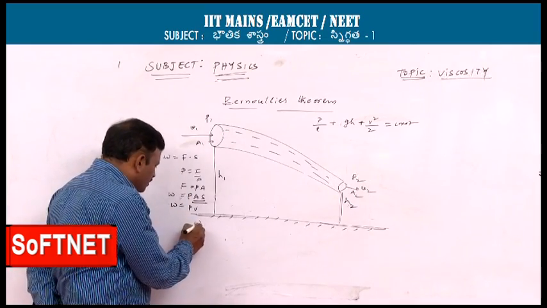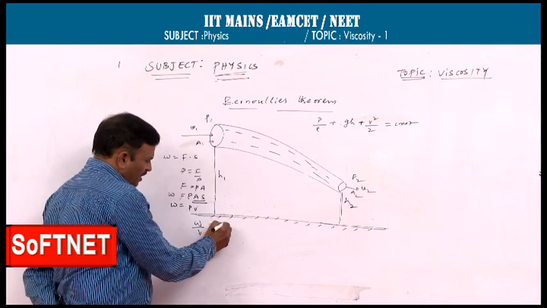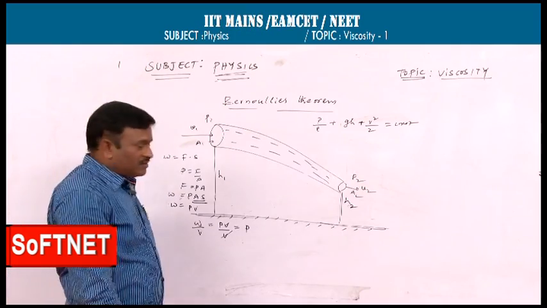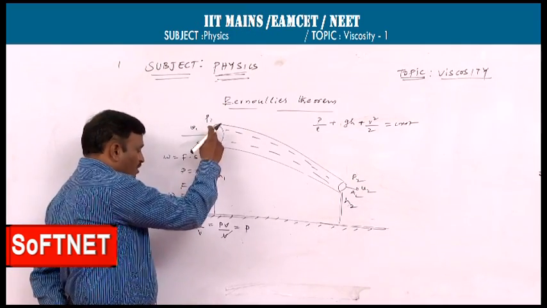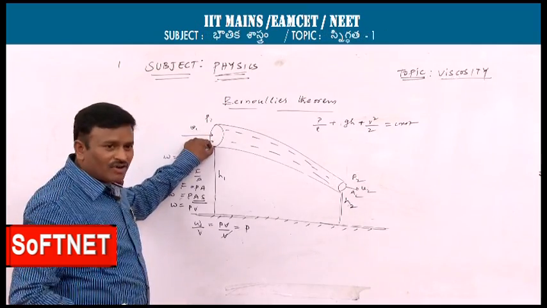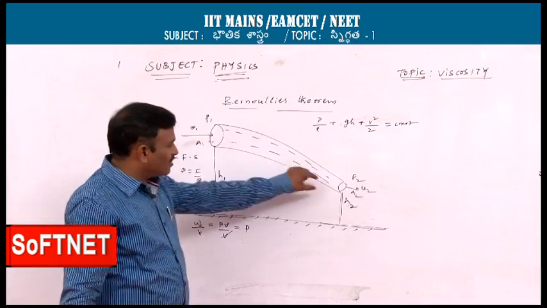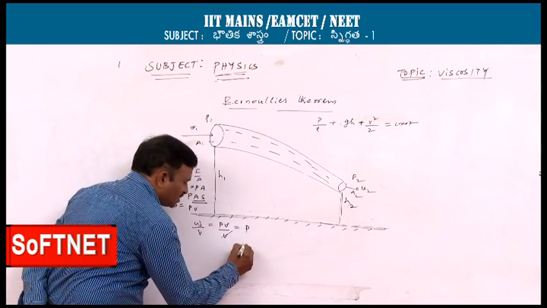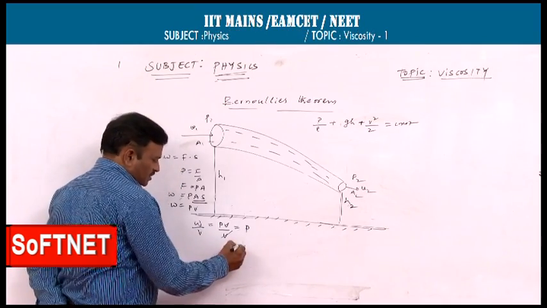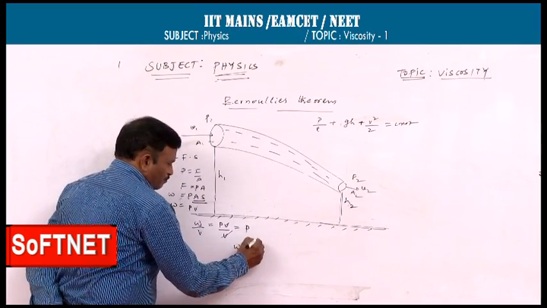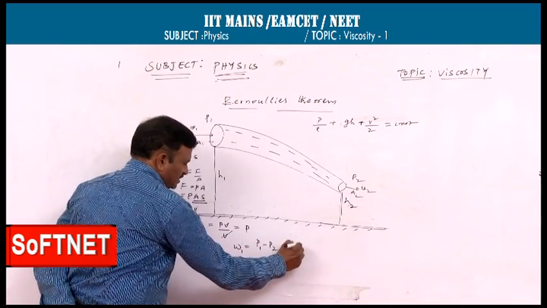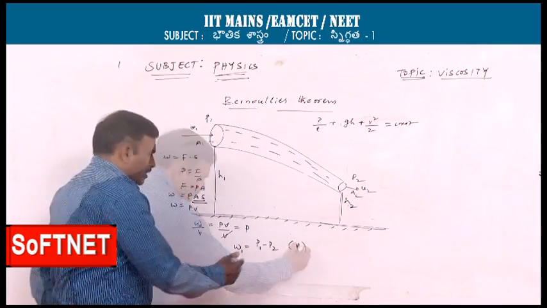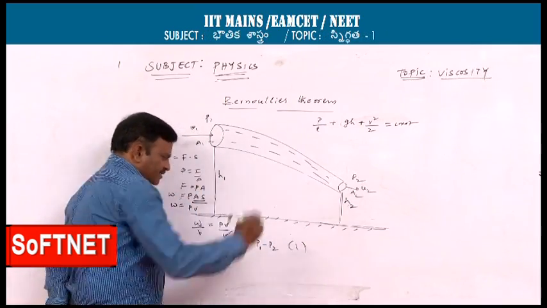So the work done per unit volume is PV by V, and V gets cancelled, giving P. The net work done by the pressure per unit volume at height H1 and at height H2 is taken as W1, the net work done due to the pressure, which is P1 minus P2. Let us call this equation 1.